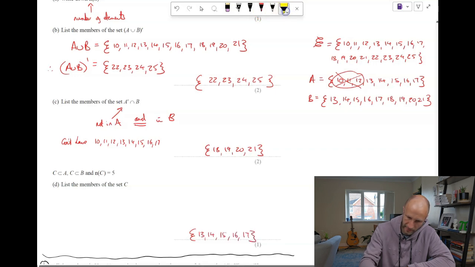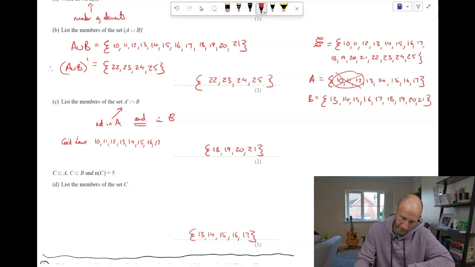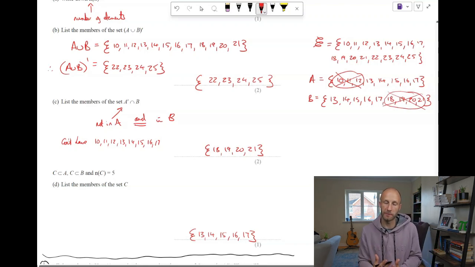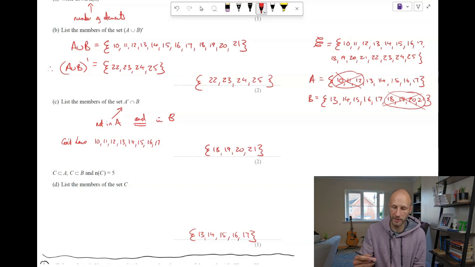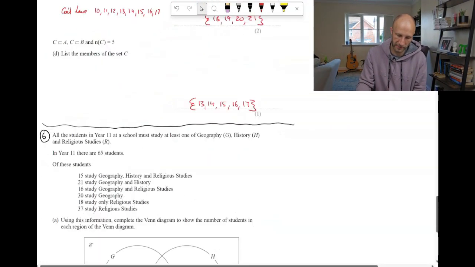So there's 5 things there, and for similar reasons, C is a smaller part of A, so therefore I cannot have 18, 19, and 20, because if C had that, yes, it would be a subset of B, but if it had any of those in, it wouldn't be a smaller part or a subset of A, because A does not have those elements in. So they're my 5 elements in that.